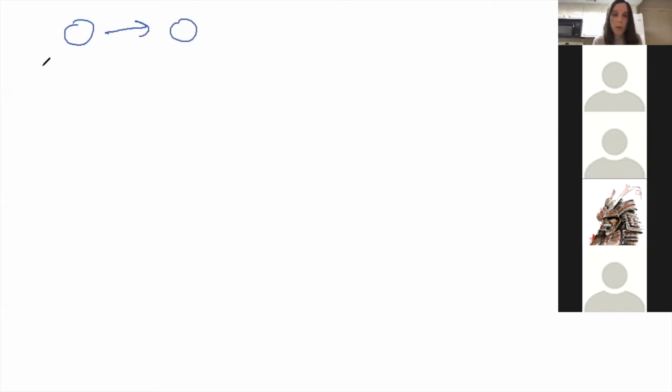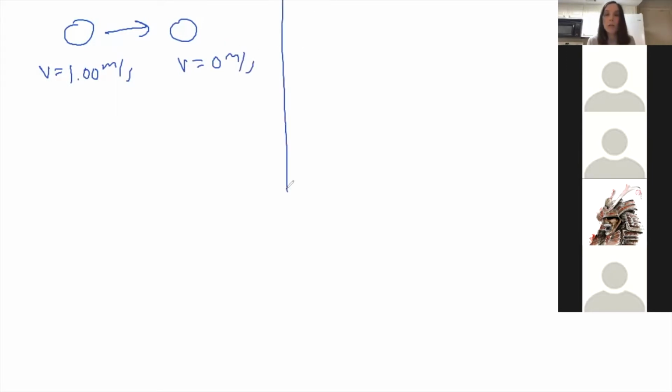All right, so if one ball is going, we'll say at 1 meter per second, and the other ball isn't moving, there are 3 things that could happen when the balls collide. So for the first case, after they collide, you could have the first ball move back to the left and this ball move to the right. This would be before collision, after collision.